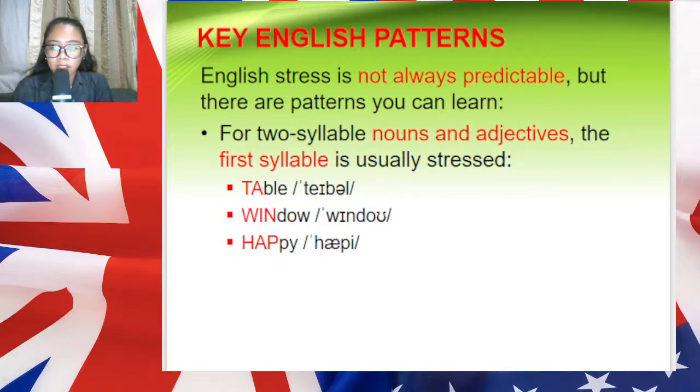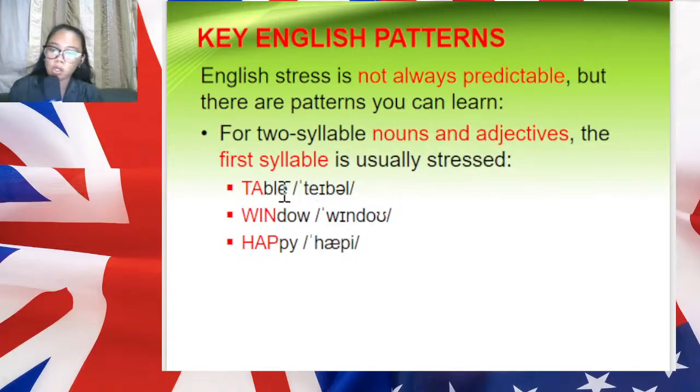But anyway, going back, let's look at a few examples here. Table. So we stress the first syllable. It's already obvious because I've highlighted as well as capitalized the stressed syllable here. It's the first syllable, table, not table. Okay? Not the second syllable. Second, window. Again, the first syllable is stressed. Window, not window. As well as happy. Same thing, happy. Not happy, but happy.